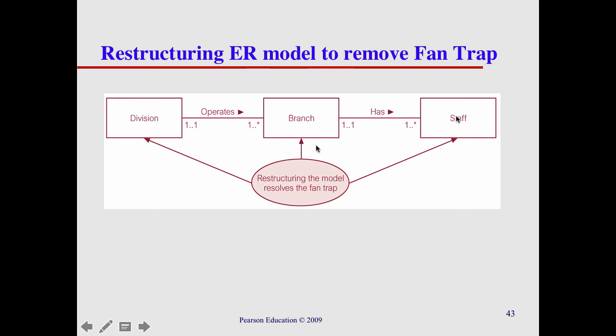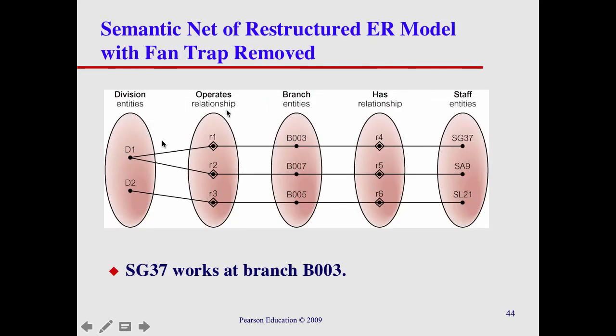And now you can answer the question because Brad belongs to maybe branch B003, and branch B003 belongs to division such and such. So if we're looking at it now, it's no more fan traps. We see that Brad, maybe SG37, belongs to branch B003, which then belongs to D1. So eventually, it fans into D1 right here, but it doesn't fan in prematurely. The D1 is no longer the choke point that it was in the previous diagram. Okay, so fan traps occur when things fan into a choke point and then they fan back out from that choke point. And that involves a loss of information.